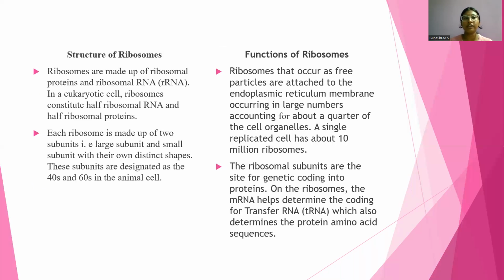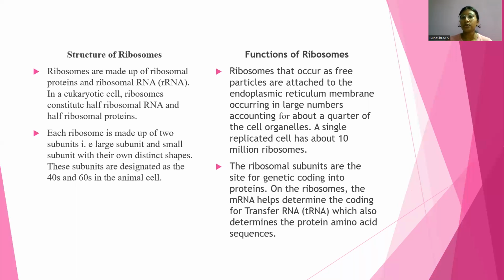Moving on to the structure of the ribosome. These are made up of ribosomal proteins and ribosomal RNA, popularly known as rRNA. In the eukaryotic cell, ribosomes constitute half ribosomal RNA and half ribosomal proteins. Each ribosome is made up of two subunits, a larger subunit and a smaller subunit, with their own distinct shape. Basically, these subunits are designated as 40S and 60S in the animal cell based upon the structure.